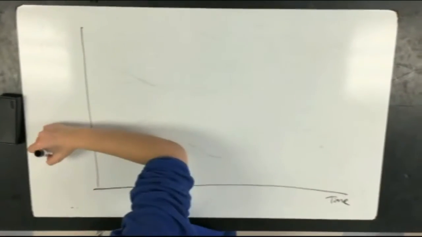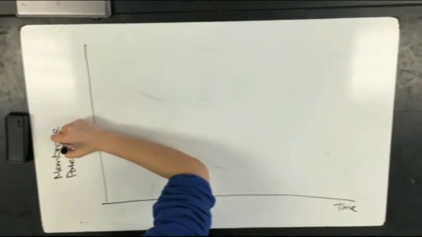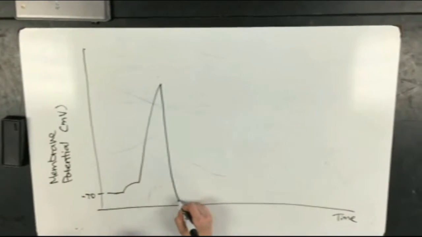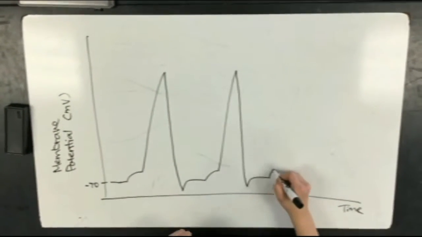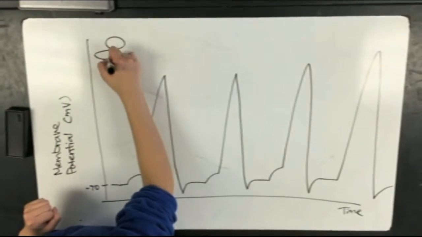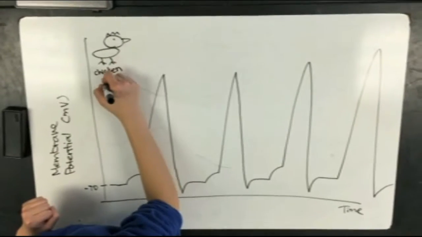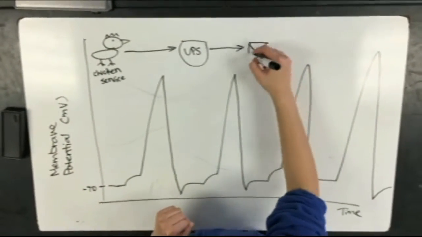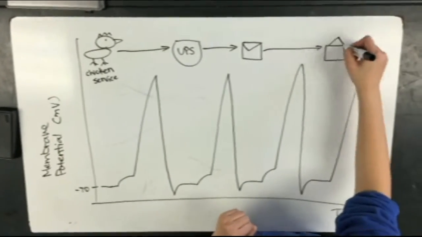This graph shows how our analogy matches up with the process in which signals are transmitted down the axon. There are 3 major action potentials shown, and they correspond to the transport of the chickens in the 3 phases. From the farms to the UPS to the post office, and the post office to your house.